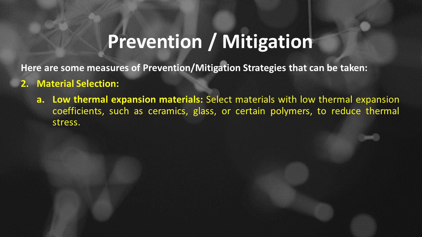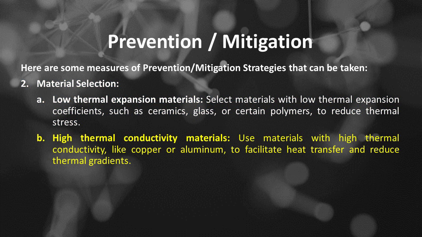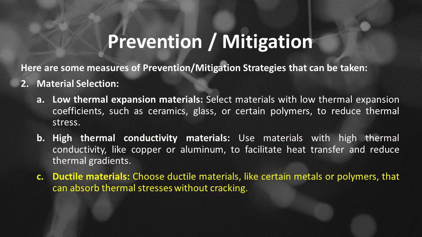Number 2 is material selection. Include, the first is low thermal expansion materials, select materials with low thermal expansion coefficients, such as ceramics, glass, or certain polymers, to reduce thermal stress. The second is high thermal conductivity materials, use materials with high thermal conductivity, like copper or aluminum, to facilitate heat transfer and reduce thermal gradients. The third is ductile materials, choose ductile materials, like certain metals or polymers, that can absorb thermal stresses without cracking.